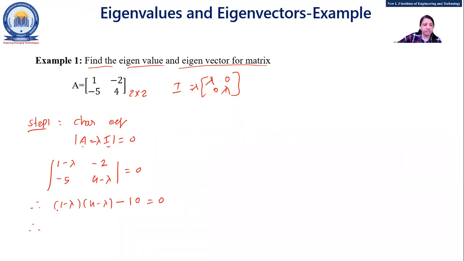Solve this equation: (1 minus lambda)(4 minus lambda) minus 10 equal to 0. If you do that, you will have lambda square minus 5 lambda minus 6 equal to 0. Now you just need to use the factorization method, right? So what lambda will you get? Anyone? You can write it down: 6 and minus 1, correct? 6 and minus 1, right?